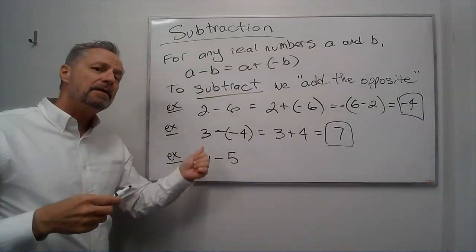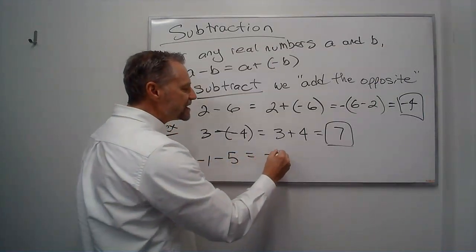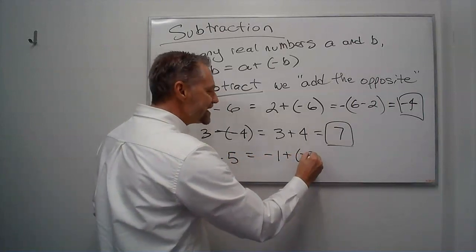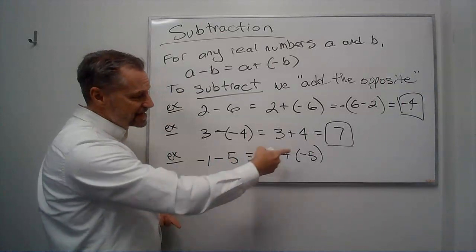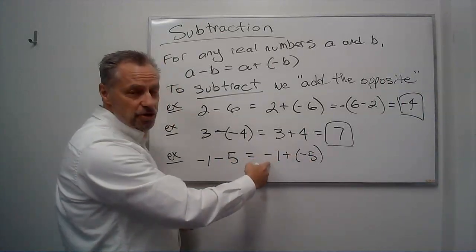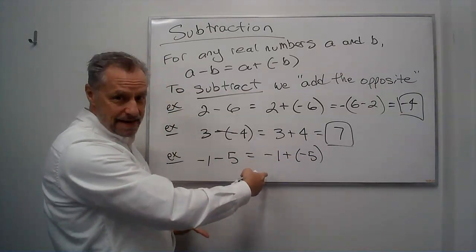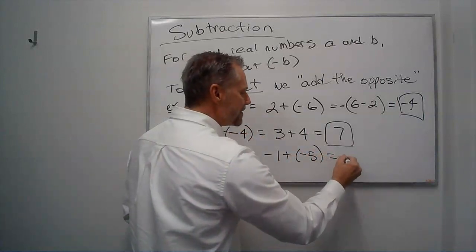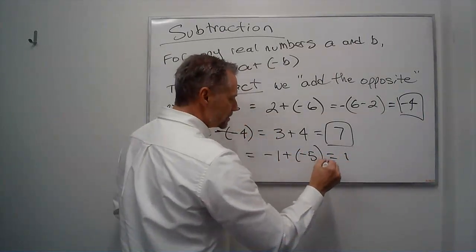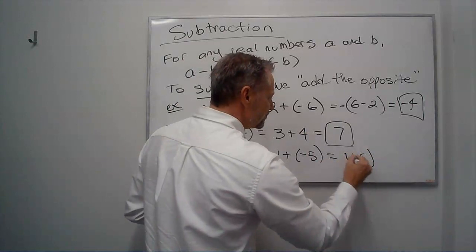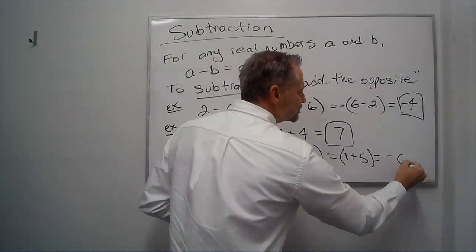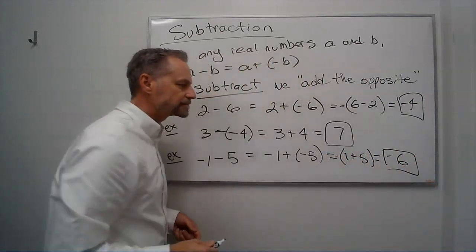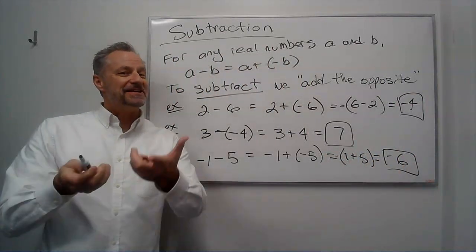And then negative 1 minus 5, well, that's going to be negative 1 plus negative 5, because minus, change that to a plus. The opposite of 5 is negative 5. Now, again, we get two numbers, this time with the same sign, we keep the sign and add the numbers. So we're going to do the 1 plus 5, but keep the sign, which is negative, so we get negative 6. And that's the idea of subtraction.